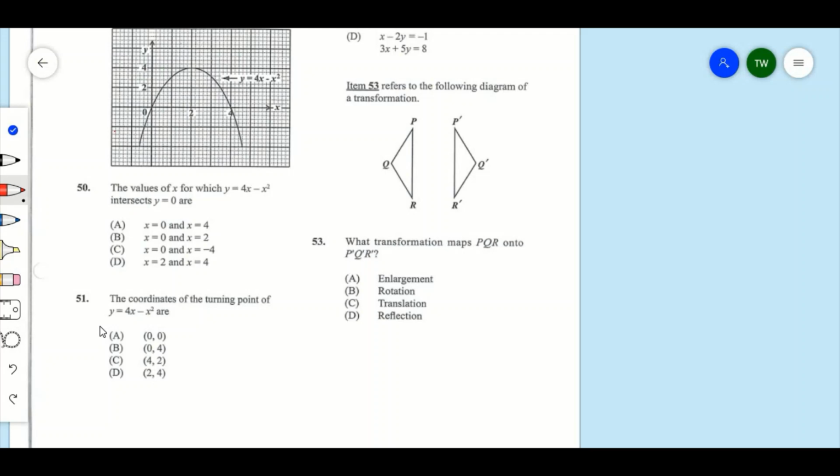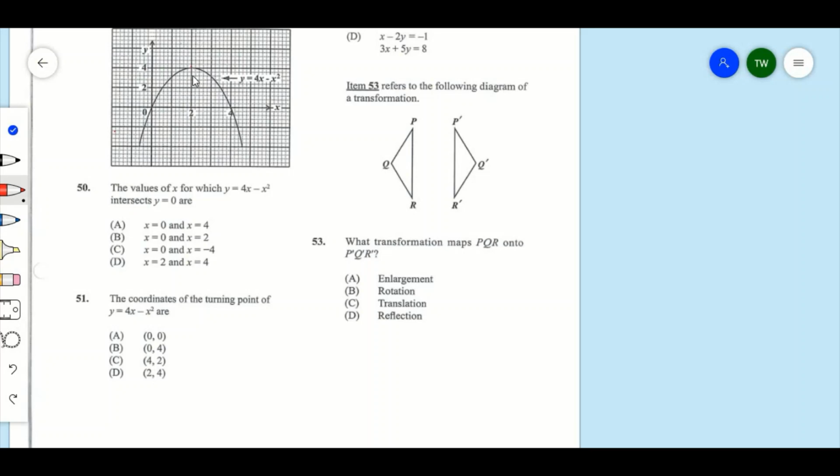Item 51. The coordinate of the turning point of y equals 4x minus x squared are. The turning point of this graph is going to be the maximum value or the highest point on the graph, which is going to be at this point here.